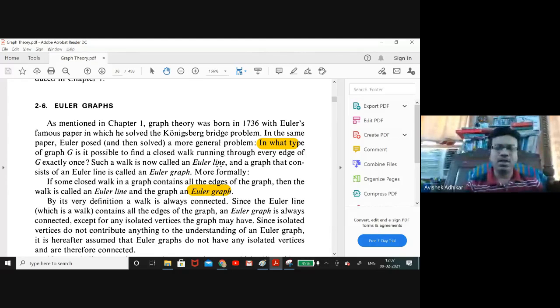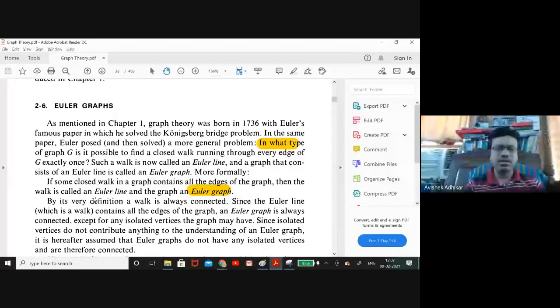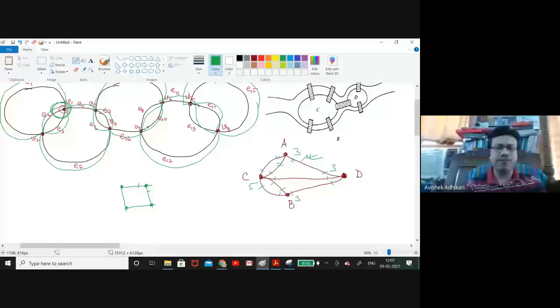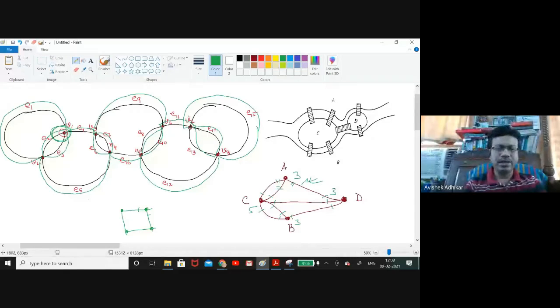Some say Eulerian line, some authors say Eulerian circuit. And the graph that consists of an Eulerian line is called an Eulerian graph. More formally, if some closed walk in a graph contains all the edges, then the walk is called an Eulerian line and the graph is called an Eulerian graph. So you can understand this graph is Eulerian because it contains at least one Eulerian line or Eulerian circuit.